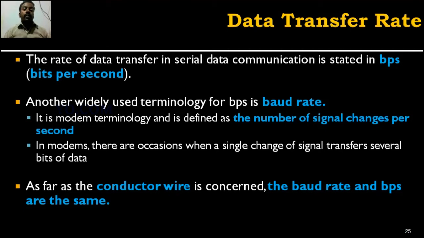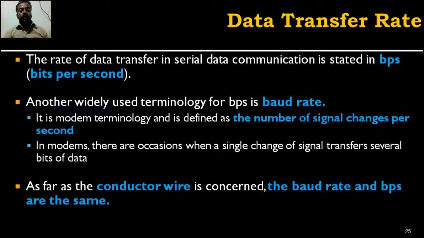Another widely used terminology for bits per second is baud rate. Baud rate is another method used to indicate the speed of the data transfer. In modem terminology, it is defined as the number of signal changes per second. In a modem, there are occasions when a single change of signal transfers several bits of data. As far as the conductor wire is concerned, the baud rate and bits per second are the same.